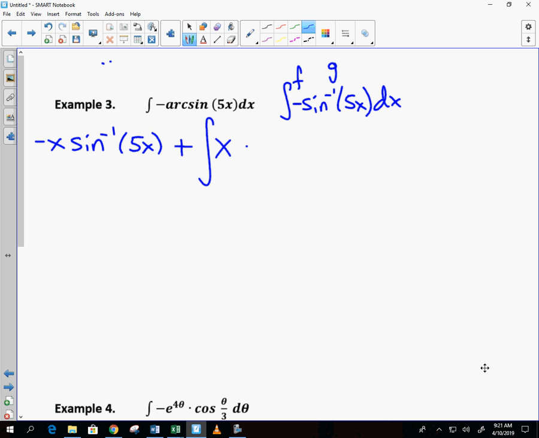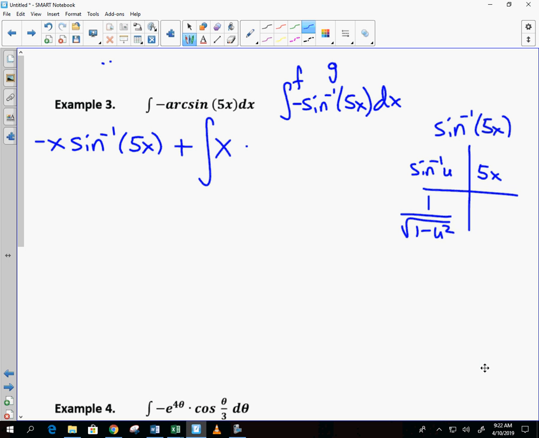Let's try this. So what we have is sine inverse of 5x, and we want to take that derivative. If you didn't notice, I need to use the chain rule, because we have arc sine for the outside. What is the inside? 5x. What's the derivative of arc sine? Very good. And derivative of 5x, 5. So I get 5 over the square root of 1 minus 25x squared. You got to plug the 5x in for the u. So 5 over root of 1 minus 25x squared dx.